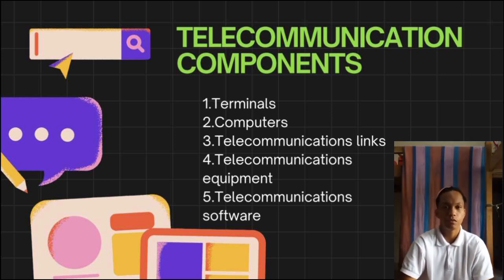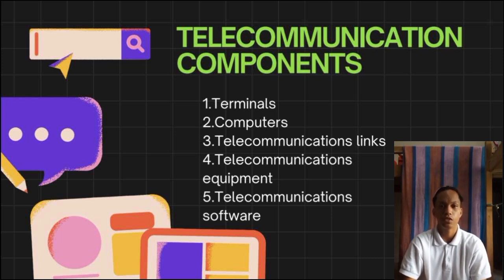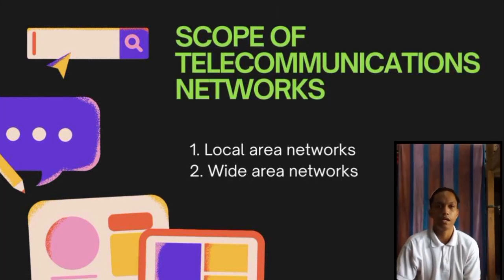So next is telecommunications equipment. Telecommunication equipment includes mobile devices, PBX equipment, contact center, telephone and IP telephone, and network equipment, LAN and WAN. So next is telecommunication software. It's a software package that aids in the process of electronic communications, especially those that involve the transmission of audio in some manner. So the last is scope of telecommunications network. There are 2 scopes of telecommunication networks, which are local area network and wide area network.